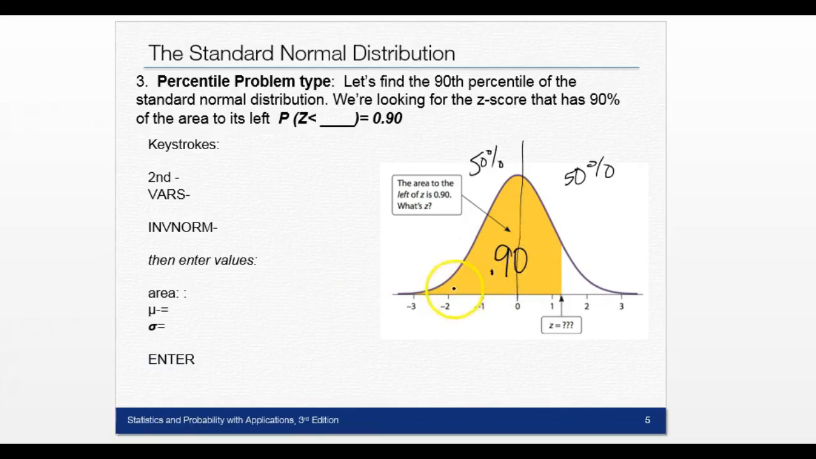So if you realize that this area, the shaded area, is 0.9 or 90% of the whole curve, we need to know, okay, what is the z-score right here? That is our goal. So our notation looks a little different. Probability that z is less than something, this is our unknown, equals 0.9. So we have a function on our calculator that does that for us. So we hit second bars, and it's called inverse norm.